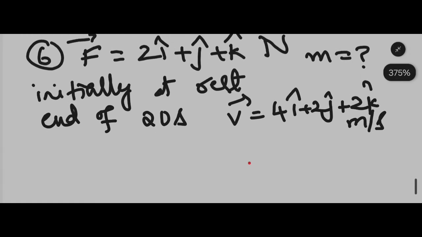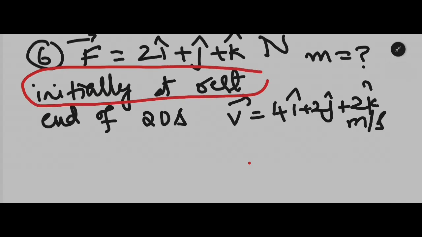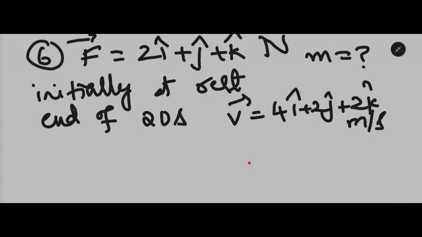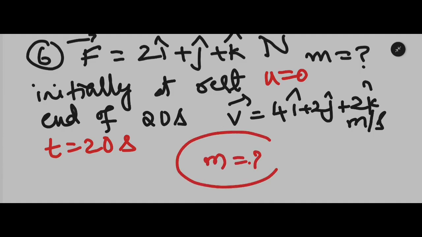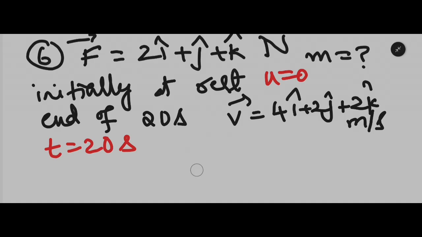This is the data. Now we have to use this data and solve the question. See, initially at rest, whenever you see this statement, initially at rest, that means initial velocity is 0, that is, u is equal to 0. Now, if something like at the end of 20 seconds is given, that is the time period, t is equal to 20 seconds. Now see, mass is a magnitude. It has only magnitude, right? Mass, whatever it is going to be, it is a scalar.